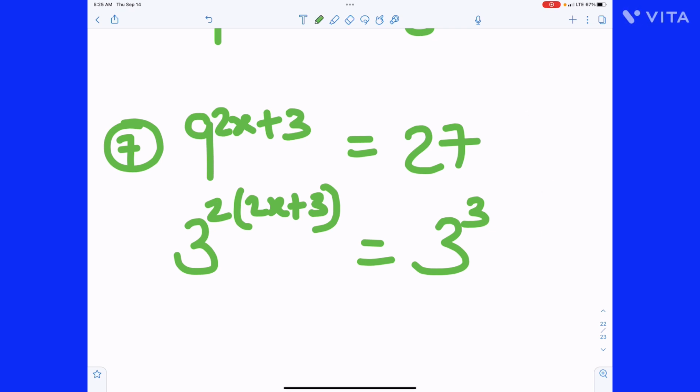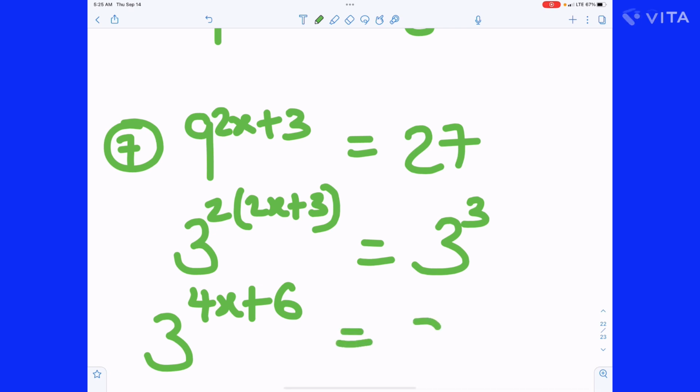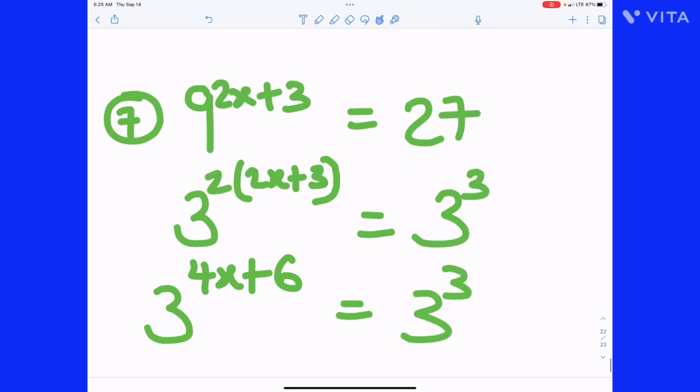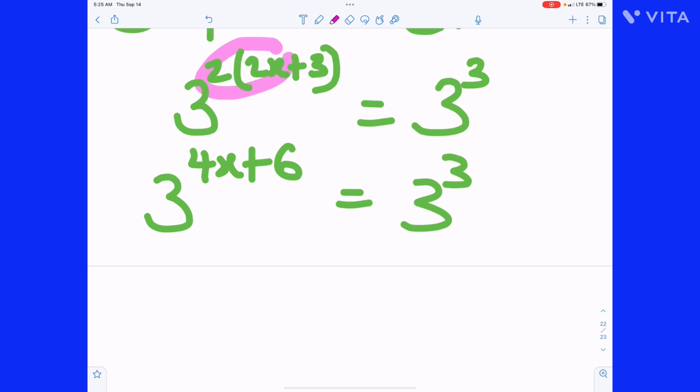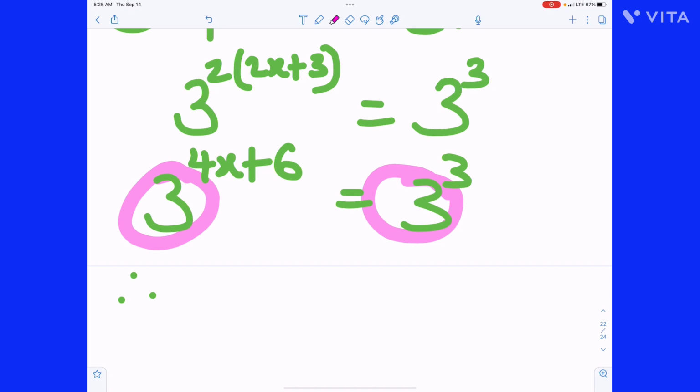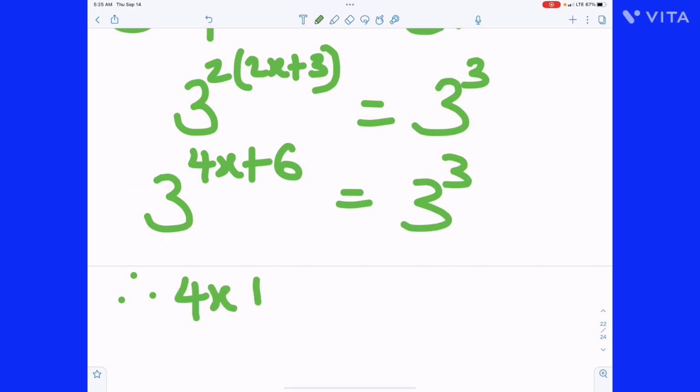So 27 is what? 3 raised to power 3. Exactly. So here, it will give you 3 raised to power 4x plus 6 is equal to 3 raised to power 3. Just expand the bracket here: 2 times 2x, 4x, then 2 times 3, 6. So here I can now equate my powers. Since my bases are the same, 3, 3, I can now equate my what? Powers. 4x plus 6 is equal to 3.